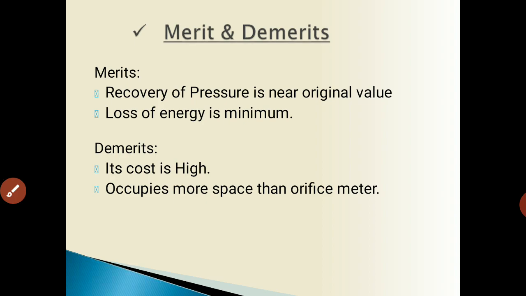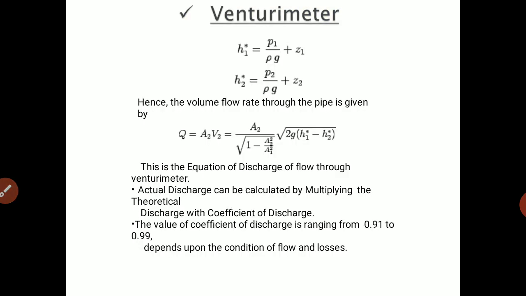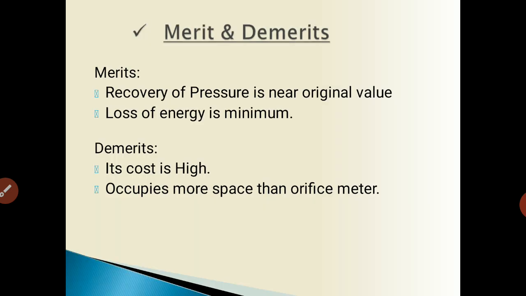As there is one parameter, there will be a plus point and also a negative point. The merits are that the recovery of pressure is near the original value and the loss of energy is minimum. This is the advantage of the venturimeter. The disadvantage is that it costs higher and occupies more space than an orifice meter.